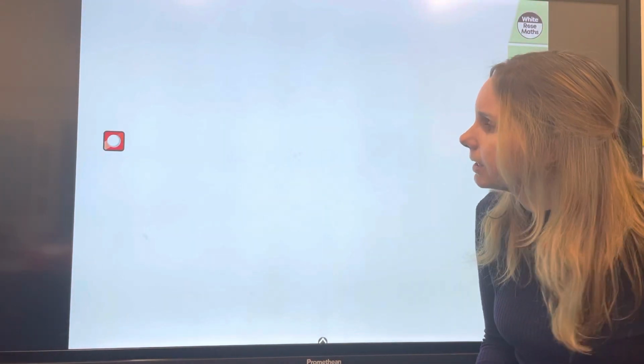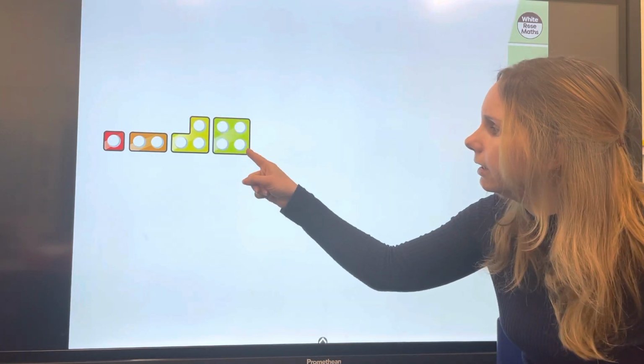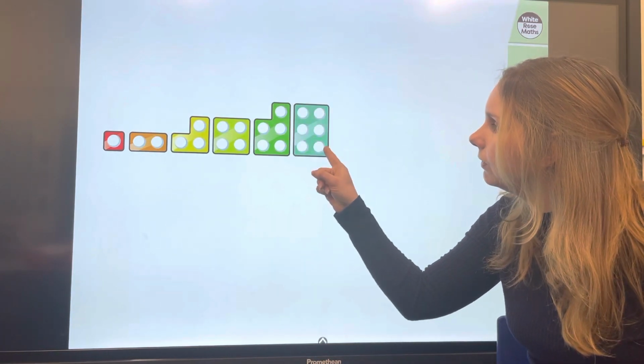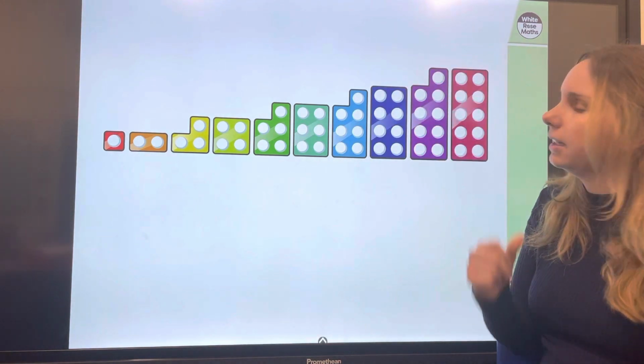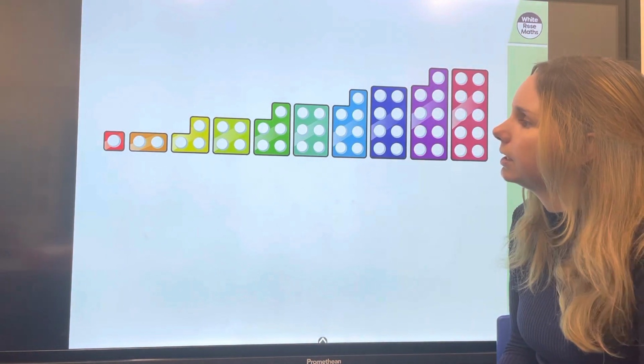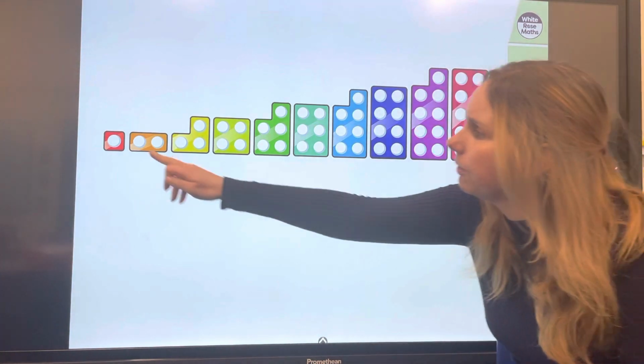Right. So we've got some numbers. Count as you see them. 1, 2, 3, 4, 5, 6, 7, 8, 9, 10. Have a look at these numbers. So what do you notice about these numbers? Here we've got the Numicon.